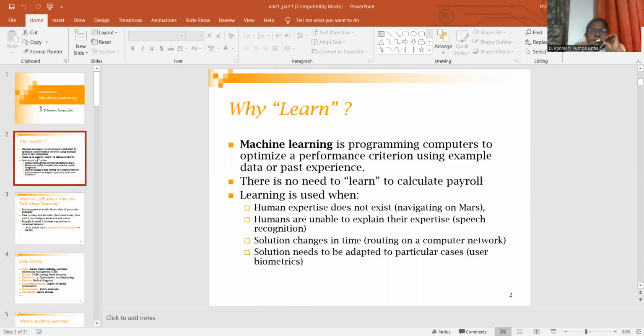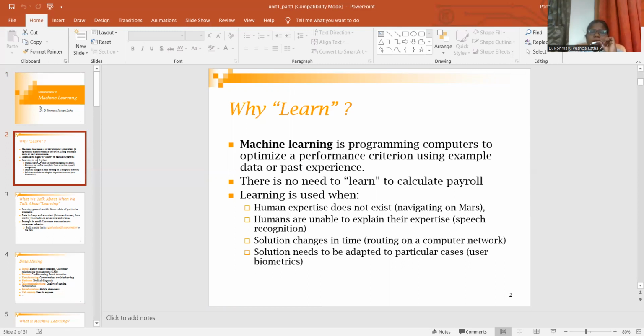So, what is learning? Actually, when we see older people, they give the solution to a particular problem based on their experience. The same way, machine learning is programming computers to optimize a performance criterion using sample data or past experience. So the past experience is used to solve the problem.